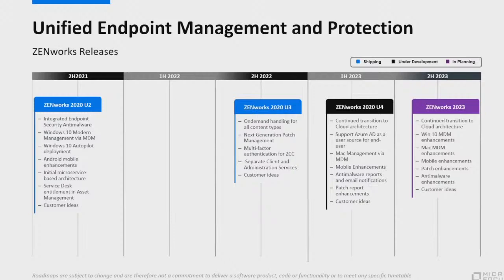So that gives you a little bit of an idea. We're just starting on 2020 update 4 release development. Right now we're shooting for the middle of 2023. So in terms of the first half of 2023, we're probably looking around the May-June timeframe for that. And that's for ZENworks 2020 update 4.